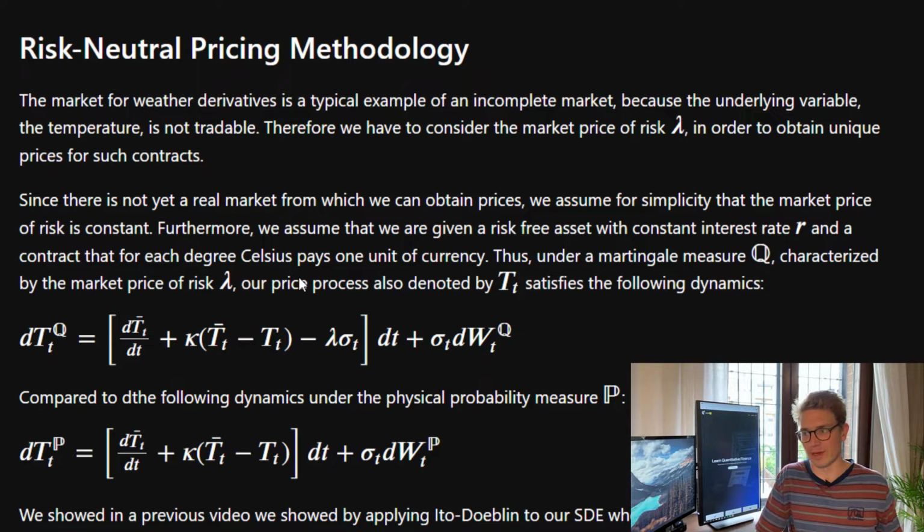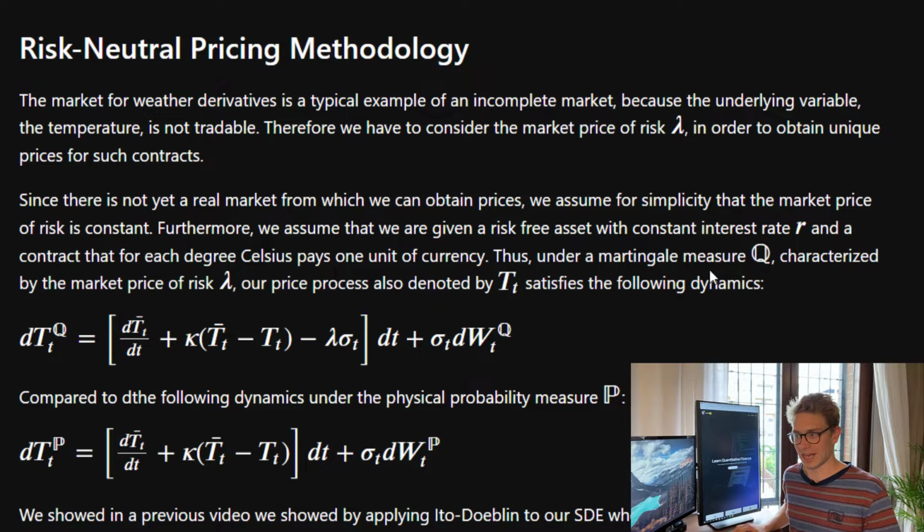So the risk neutral pricing methodology, because we have an incomplete market and the weather derivatives market isn't very liquid and is usually OTC, what we're going to have to do to translate our physical probability measure to our risk neutral probability measure is use a market price of risk lambda constant. For simplicity, this is a constant that we're defining today. The risk rate is going to be constant in our scenario, and we're going to define that a heating degree day for each degree Celsius pays a unit currency multiplied by that alpha tick rate that we spoke about before.